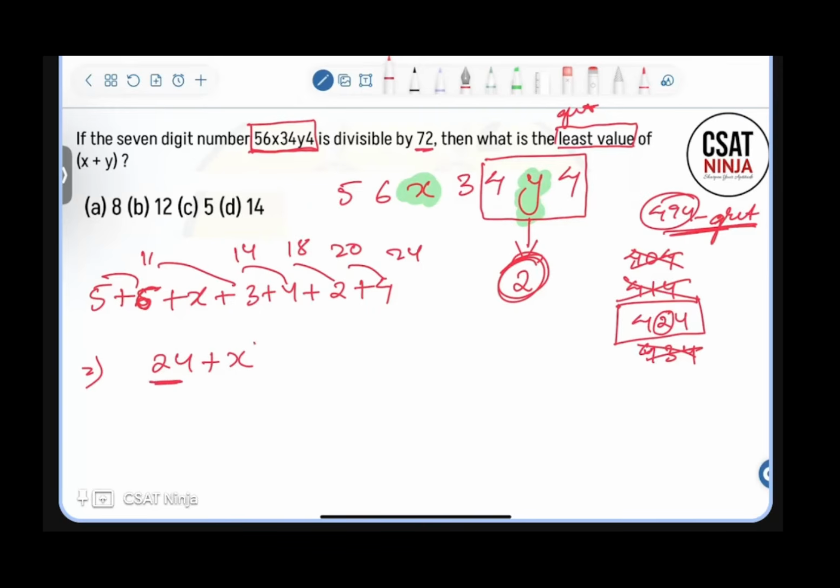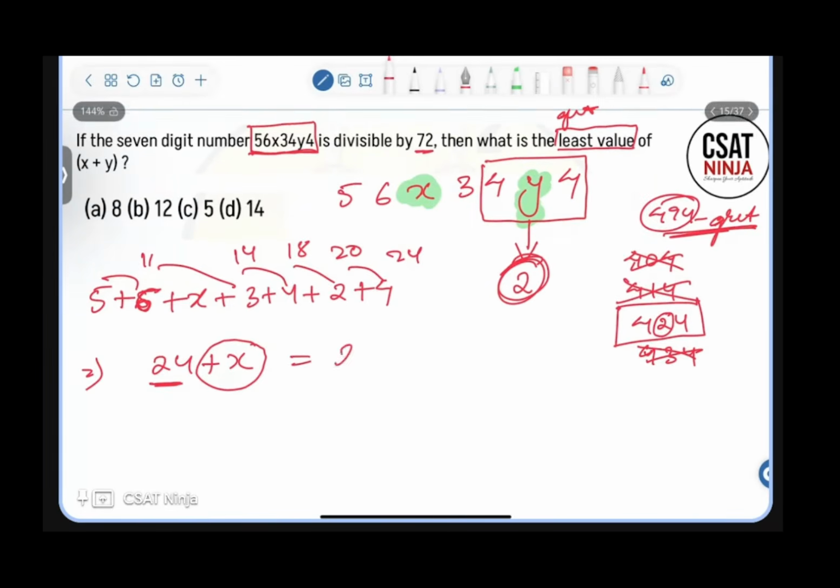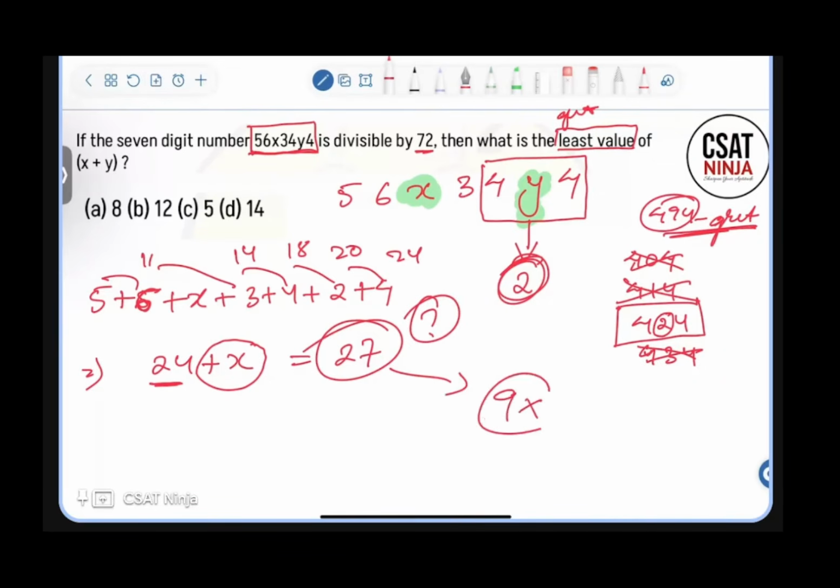24 plus what value gives you a number that is divisible by 9? 24 plus how much gives you the closest value? Can I say 27? So 24 plus how much will give you 27? You may ask me where this 27 comes from: 27 is the closest value that is a multiple of 9. That's the reason why I'm using 27 here. You need to check for that. So 24 plus 3 will give me 27. So now I'm getting the x value as 3 here.